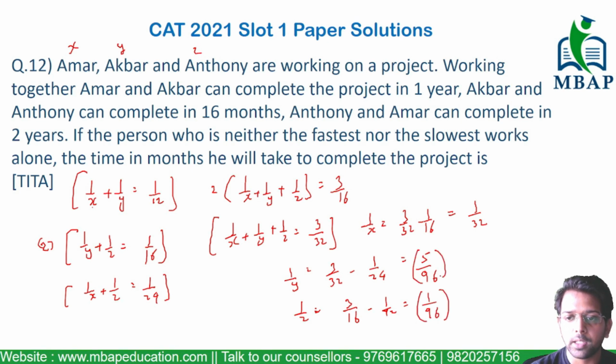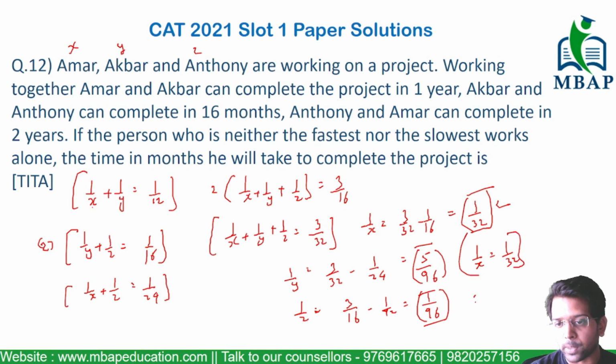Now the question is, you want to linearly arrange them in the order of the efficiency of the work which these guys are doing. I want neither the fastest nor the slowest. So the middle value of 5 by 96, 1 by 96 and 1 upon 32 certainly will be 1 upon 32. Now 1 upon 32 is the work done by x in 1 month. So the total number of months which x will take will basically be 32 as the final answer.